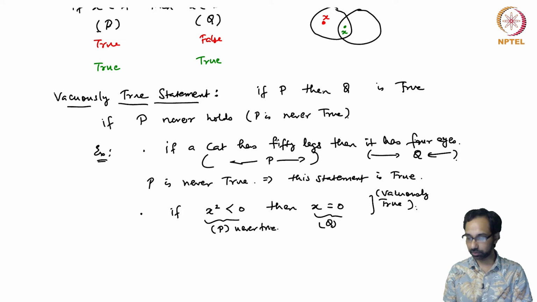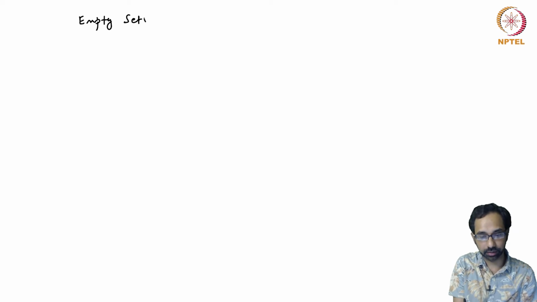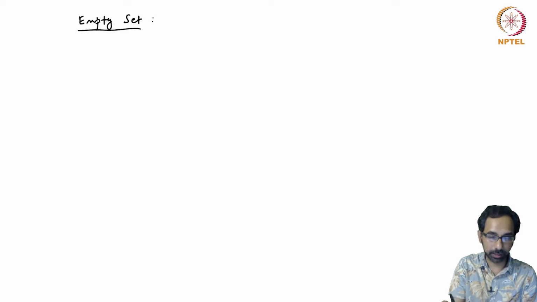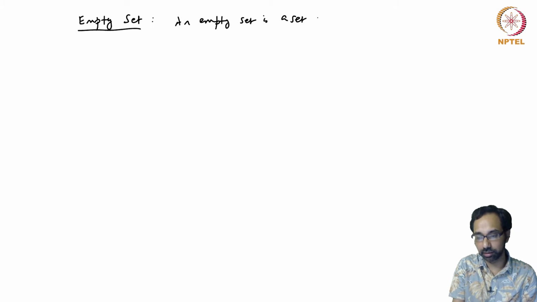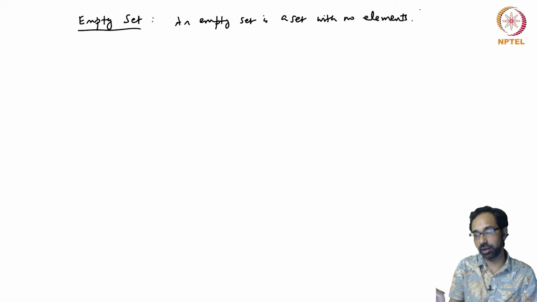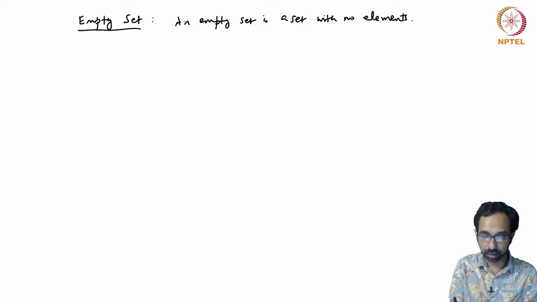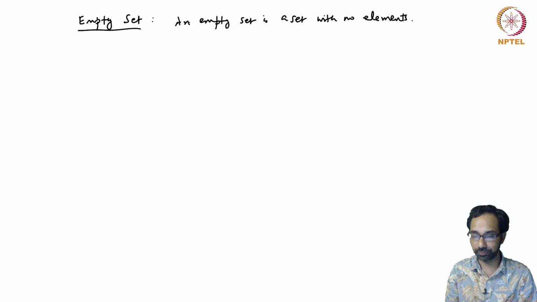So vacuously true statements are quite useful, and they especially are useful to deal with empty sets, or rather an empty set. So what is an empty set? An empty set is a set with no elements. Okay, so now you are allowed to be confused with this definition, because how can there be a set with no element?